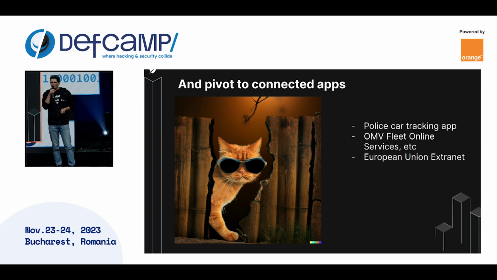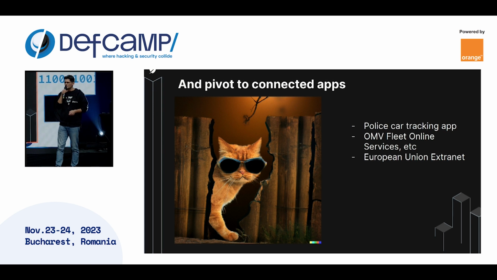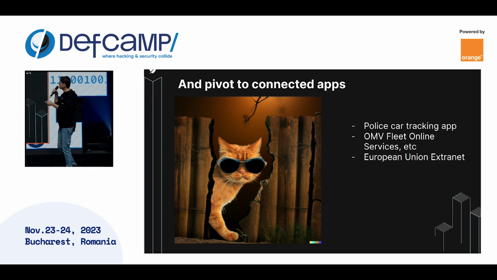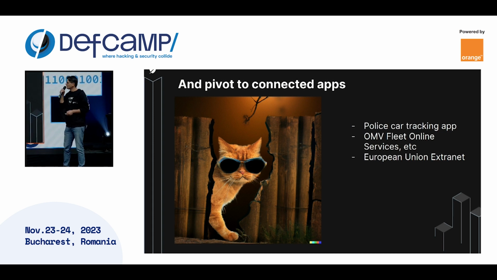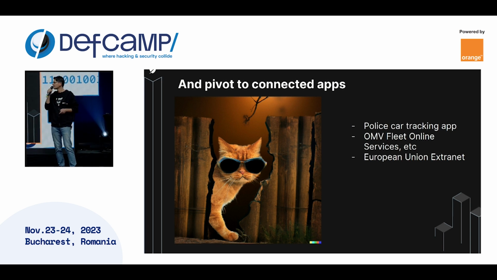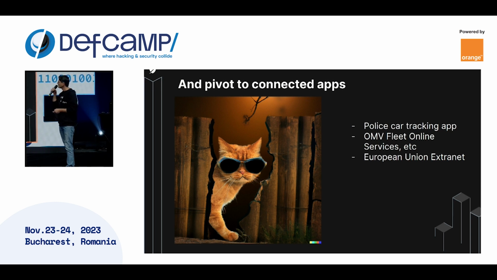And what do you find if you look through some emails? Of course, you find passwords. You find passwords to a lot of other services, and our kitten started to pivot to other connected applications. He managed to gain access to an application that was keeping track of the police car fleet, showing the locations of the police cars. Also OMV Fleet Online. And another interesting one was the extranet of the European Union.